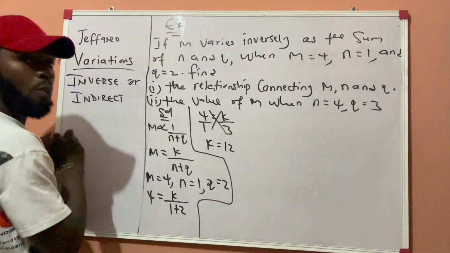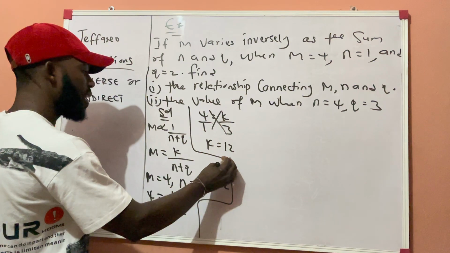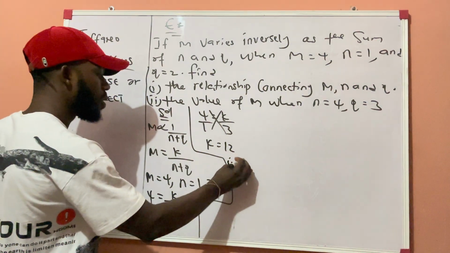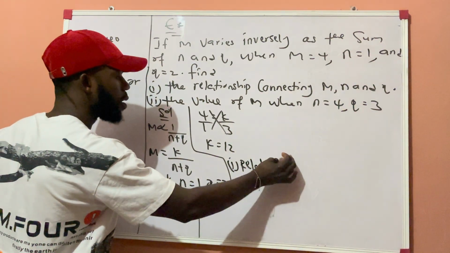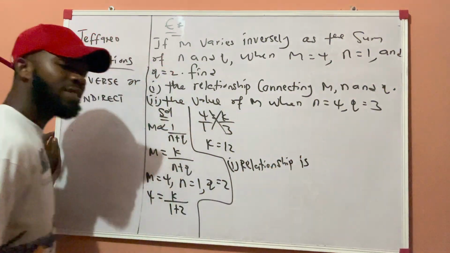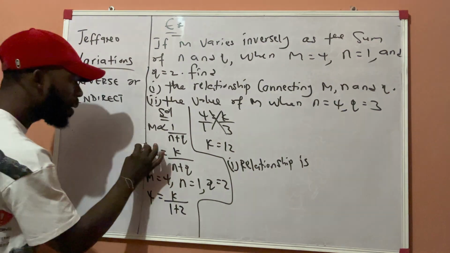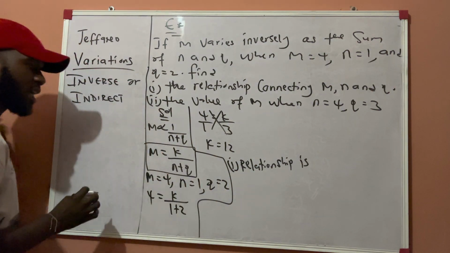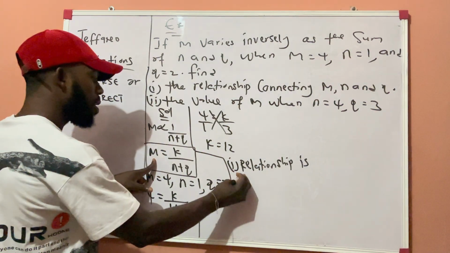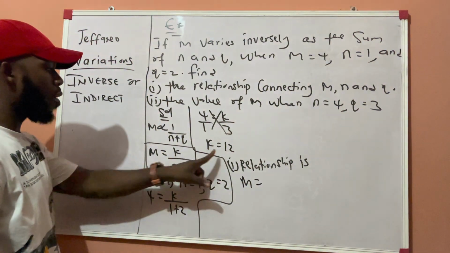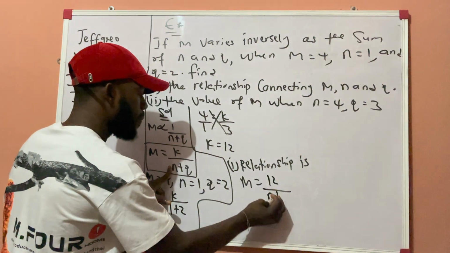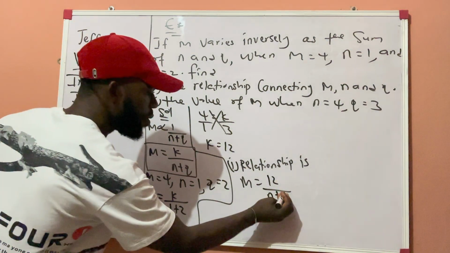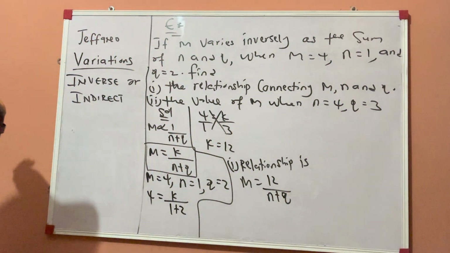Now, what did Roman figure 1 say we should do? Roman figure 1 said, find the relationship. How did I say you get a relationship? The very point you introduce your constant. Here becomes m is equal to, now k is 12, 12 over n plus q. That becomes the relationship. Roman figure 1.